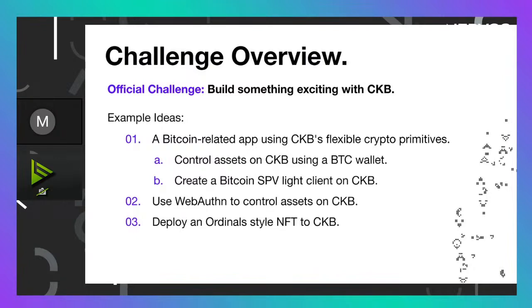Ordinals stores all the NFT data, the JPEG data, actually in the witness area. CKB also has a witness area, so you could do something similar to that. Again, these are not requirements by any means. These are just some ideas we threw out there to give you ideas of things that you can actually do.